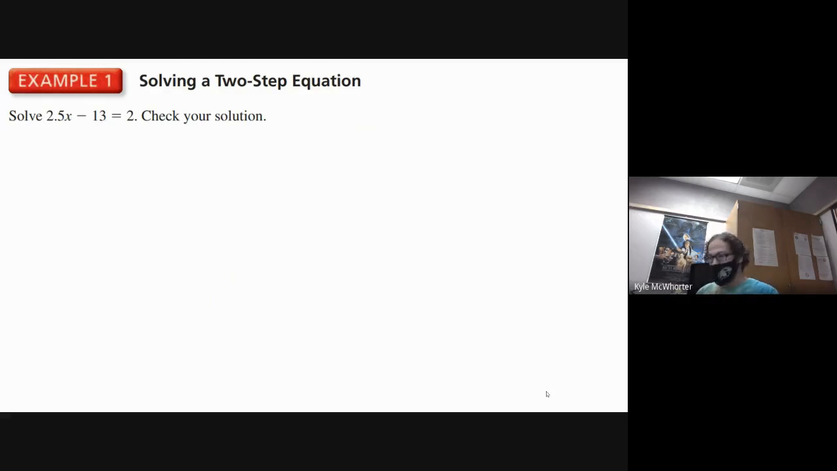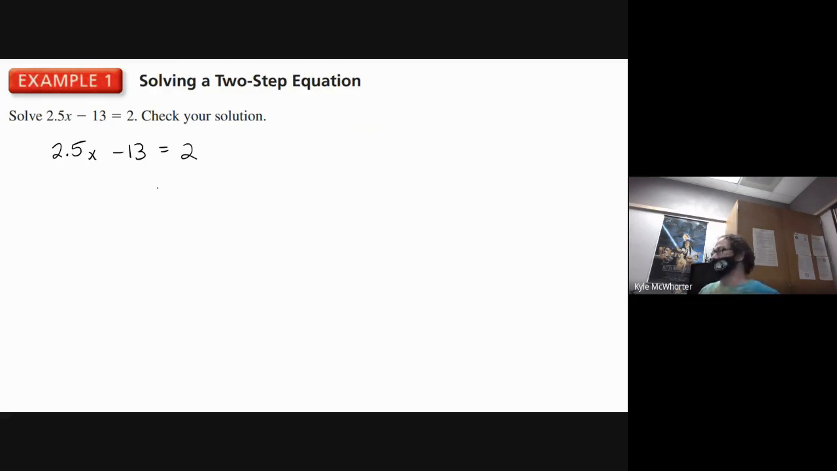Okay, so here's an example. We're going to solve the equation 2.5x minus 13 equals 2, and then we're going to check our solution. We're going to look at both sides first, because remember, the first step was to simplify on both sides if you can.